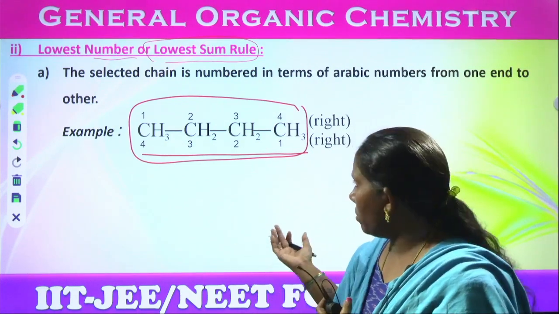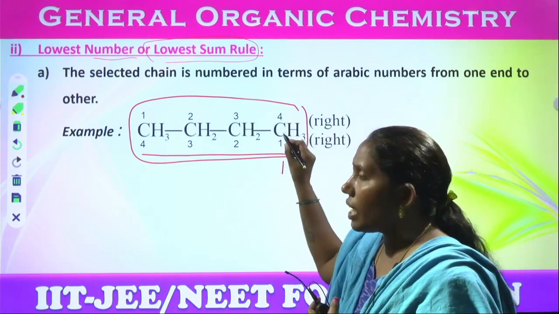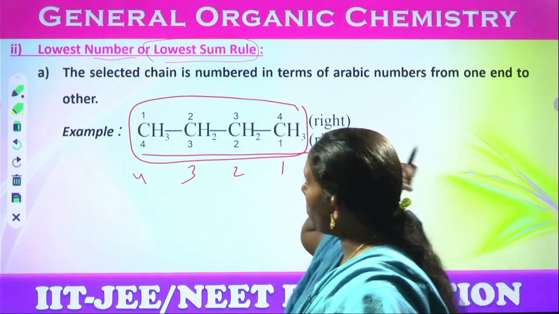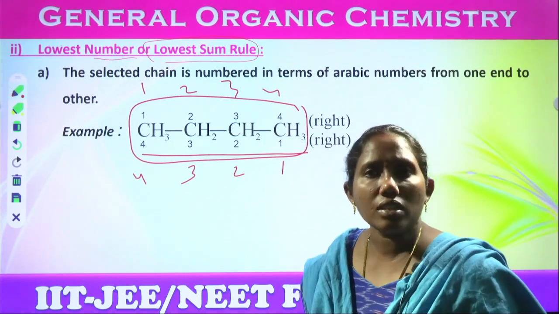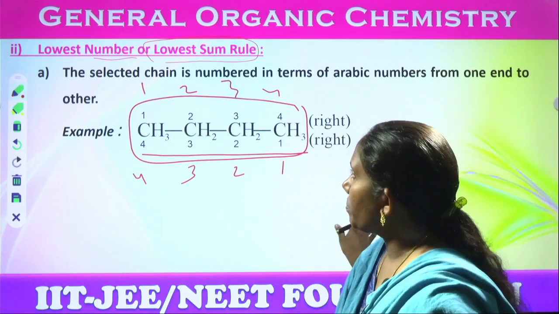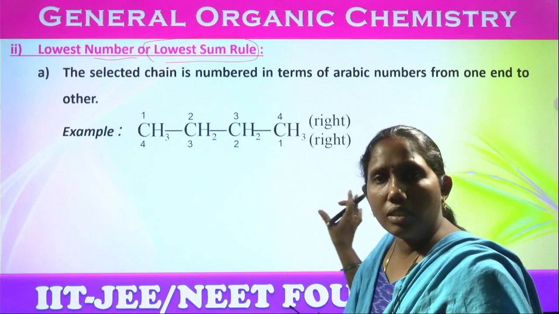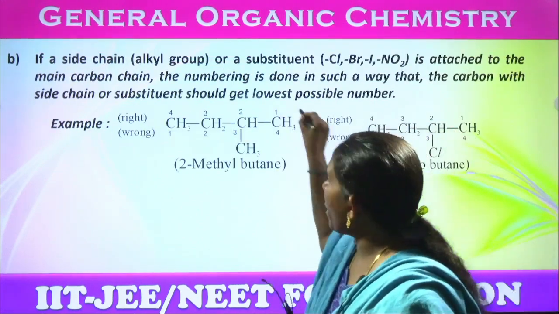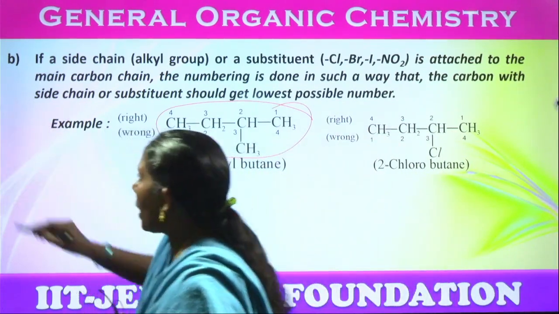It is a plain normal carbon chain. Such types of chains can get numbering either way. You can start numbering from this carbon, 1, 2, 3, 4, or else from this side, 1, 2, 3, 4. Anything is correct because there are no branches and no functional group present. But if you take a branched one, see, this example has a branch.